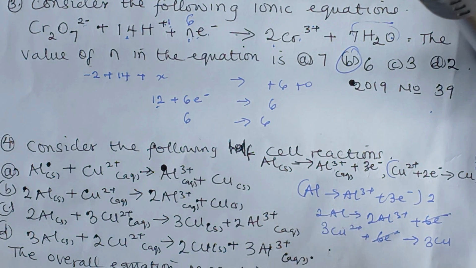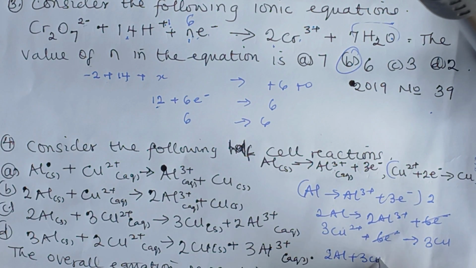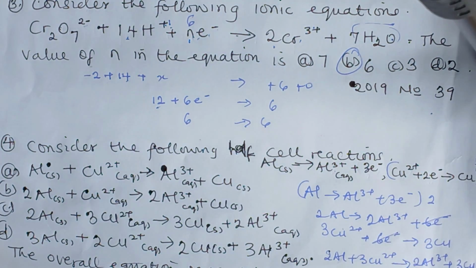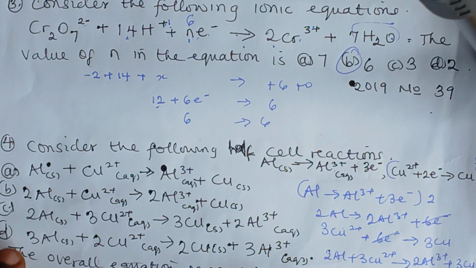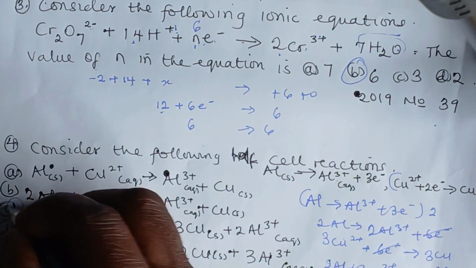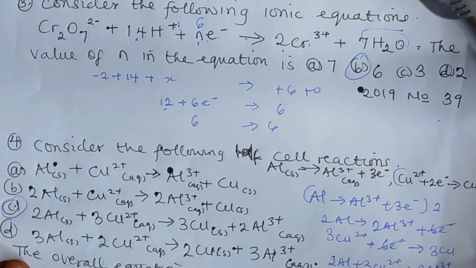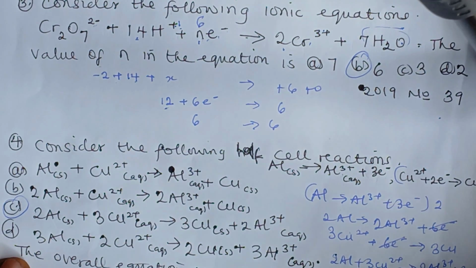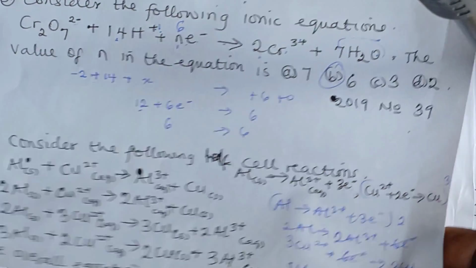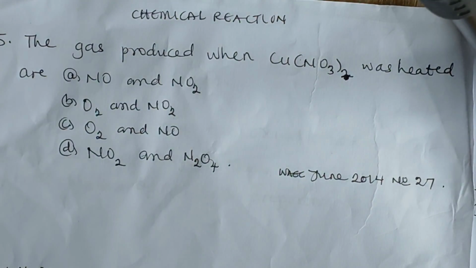So we end up having 2 aluminium plus 3 copper 2 ion to give 2 aluminium ion plus 3 copper. So the best answer here is option C. I want you to practice more questions on this redox reaction. It's actually simple, just by balancing the number of electrons, and then we gather the reactions together.